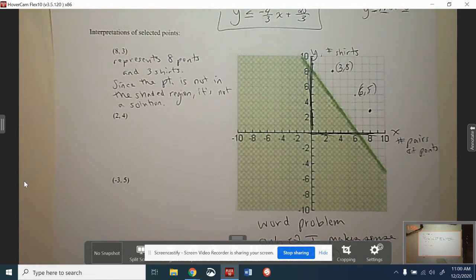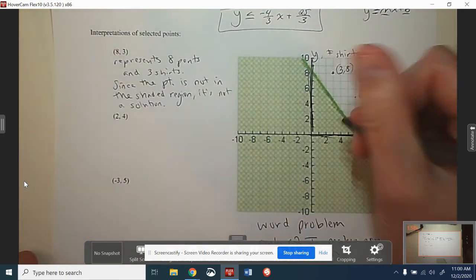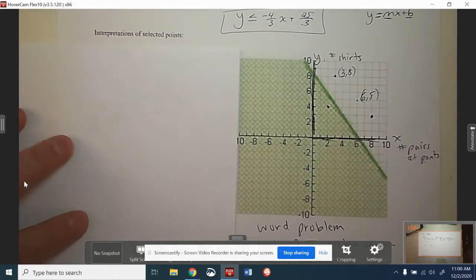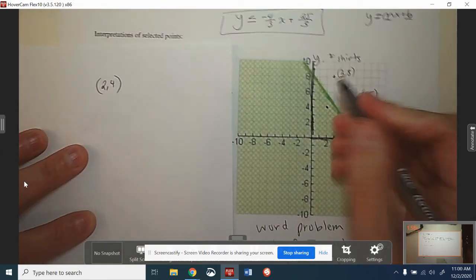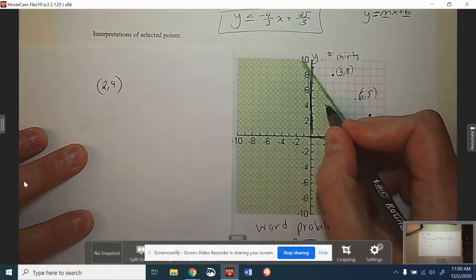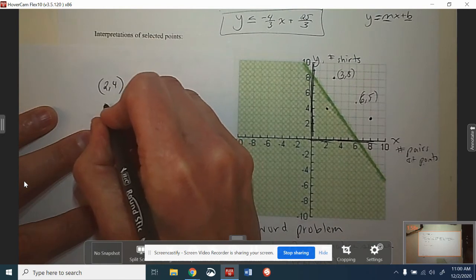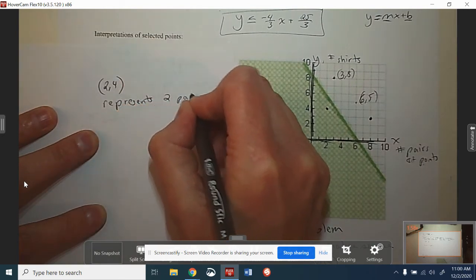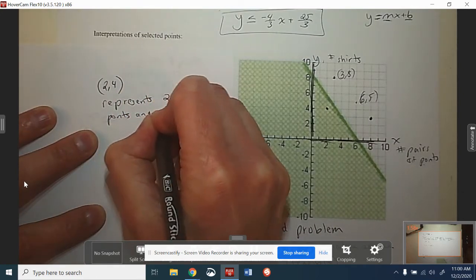All right. Let's go ahead and interpret the meaning of this point 2,4 in context of the problem. Here's the point 2,4. 2,4 is inside the shaded region. I'm going to cover this up just to get some more space here. Okay. So 2,4 is the next point we're looking at. So here's 2,4. Since that's in the shaded region, we can afford it. All right. This represents 2 pairs of pants and 4 shirts.